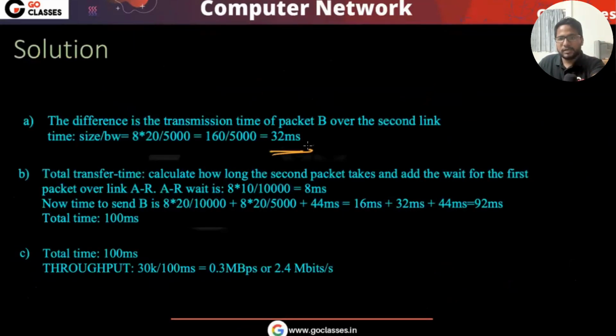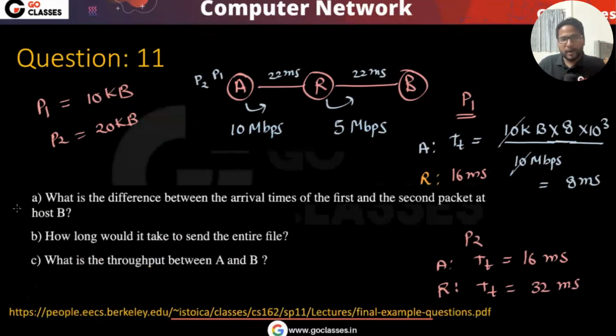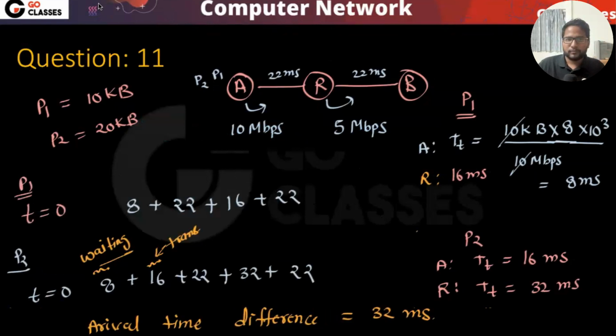So this is the answer here. Now this has been done, which is coming out to be 32 milliseconds. Let me know if that is okay to everyone. This particular part A, the difference in arrival times. Is this okay to everyone? Okay, so have you understood this?